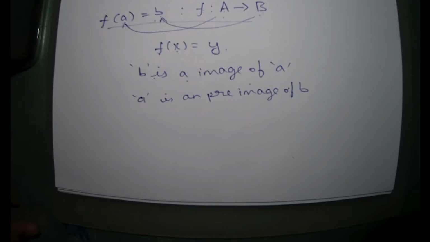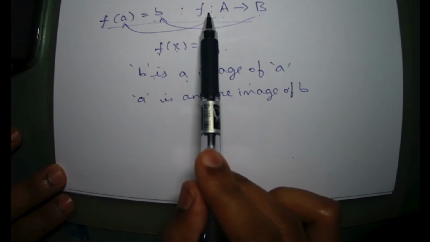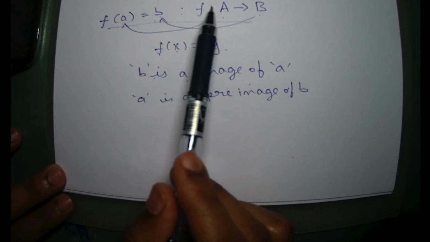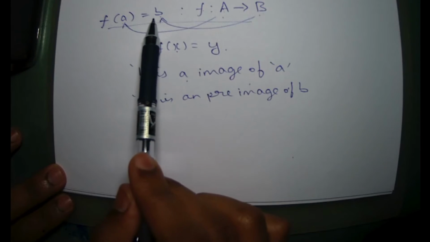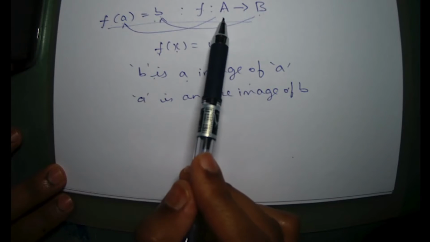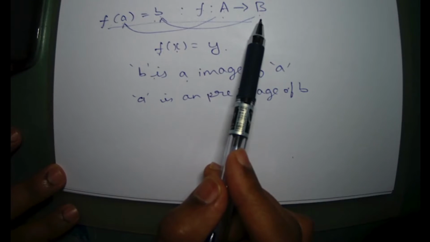Now we'll see how to represent a function mathematically. We have f(a) = b, where f is defined from set A to set B. The small a shows that all terms are from set A and small b shows that all terms are from set B. So when we apply the function f on all the terms in set A, we get the image, which is a part of set B.